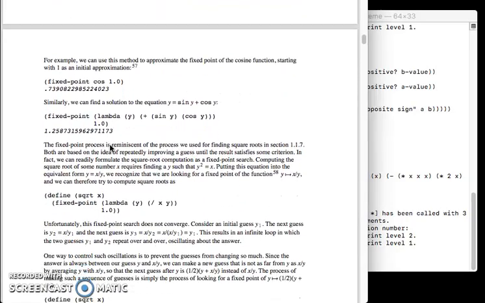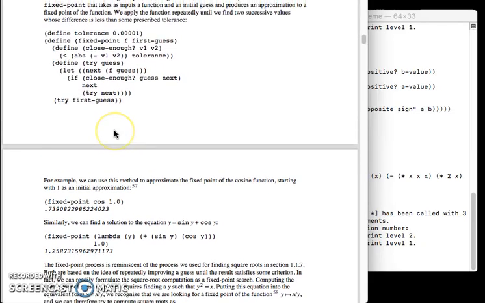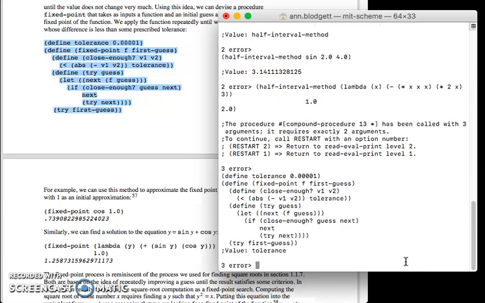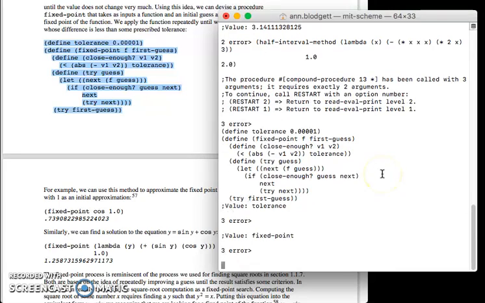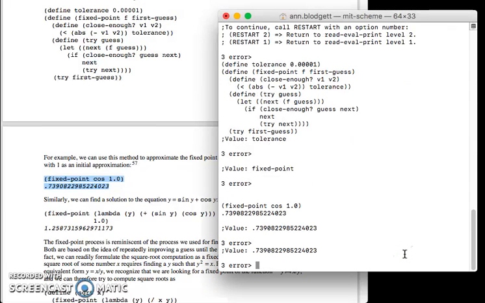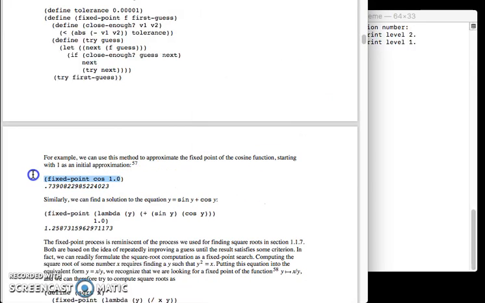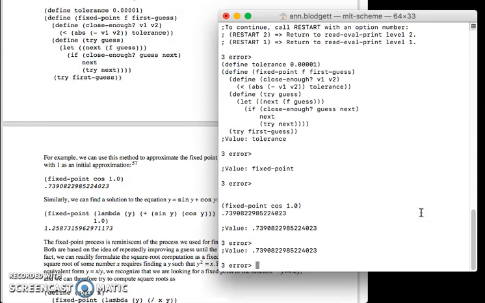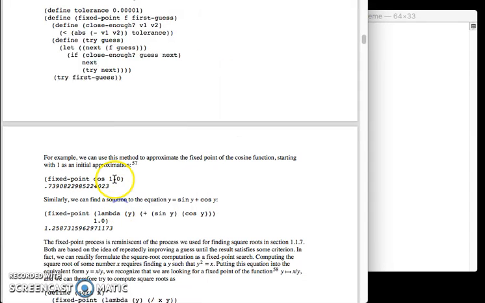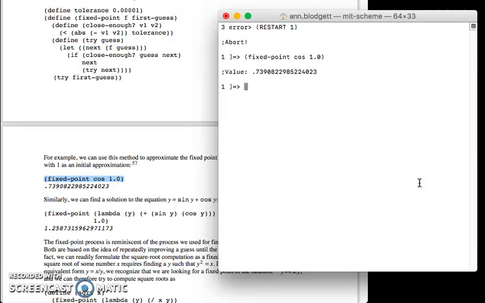For example, we can use this method to approximate the fixed point for a cosine function starting with 1 as an initial approximation. So let's put this in. Okay. Oh, I see what I did wrong. Hold on. Let's try this. Alright. Let's see if this is going to work, because I can't really tell what's going on.